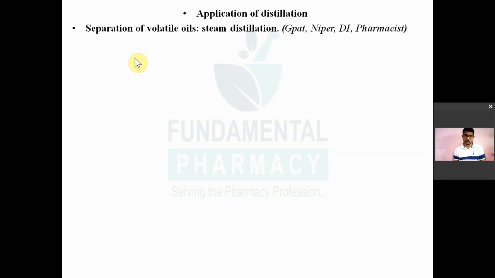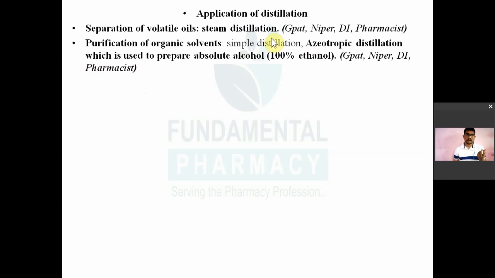For example, if you want to isolate eucalyptus oil, steam distillation is used. If you want to isolate clove oil, then again steam distillation is used. If you want to isolate anise oil, then again steam distillation is used. That is for separation of volatile oil.